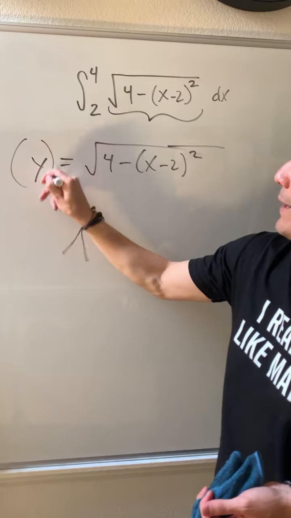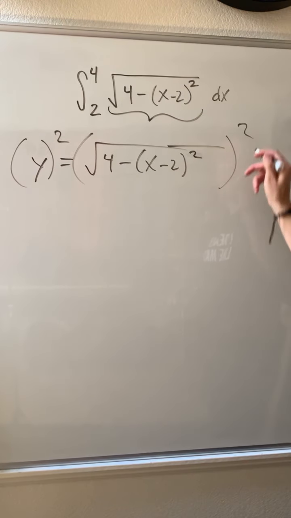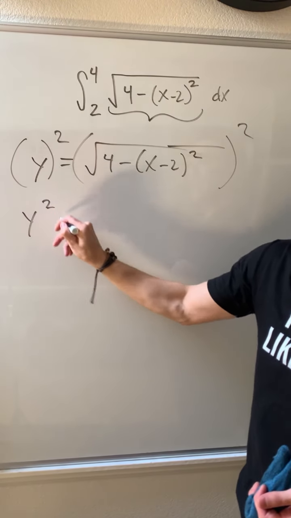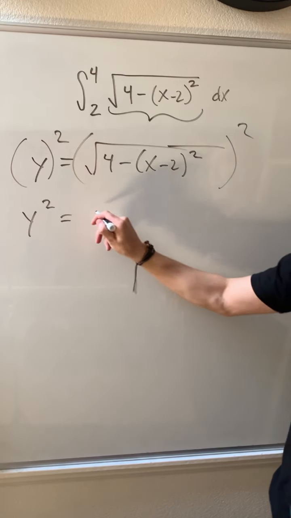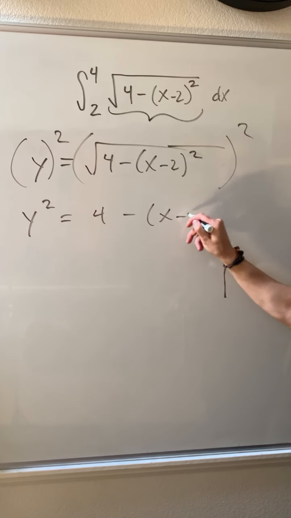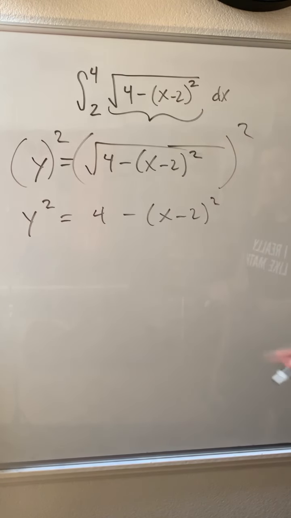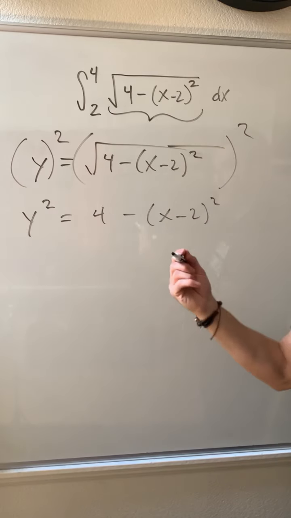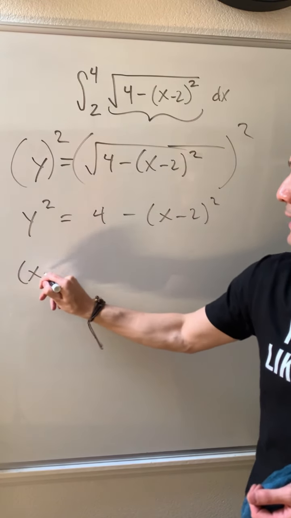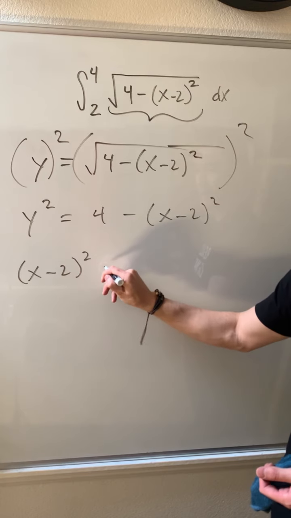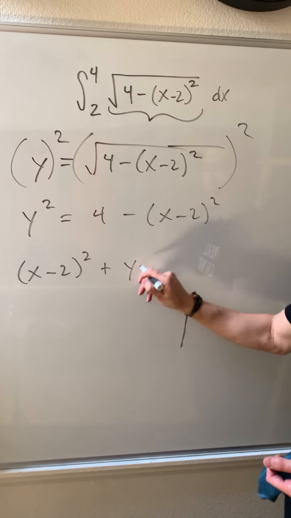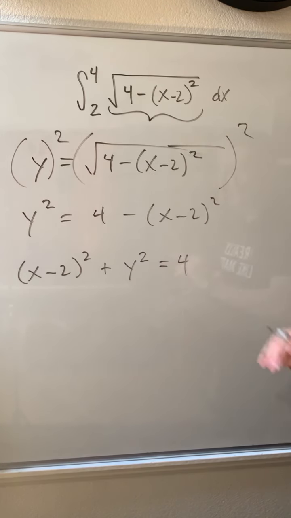So if I square this and if I square that, this will be y squared equals. Now the square is going to knock out the square root, so it's just this right here. Now why don't I actually add this term to the other side, and it would say this right here. It would go like that.